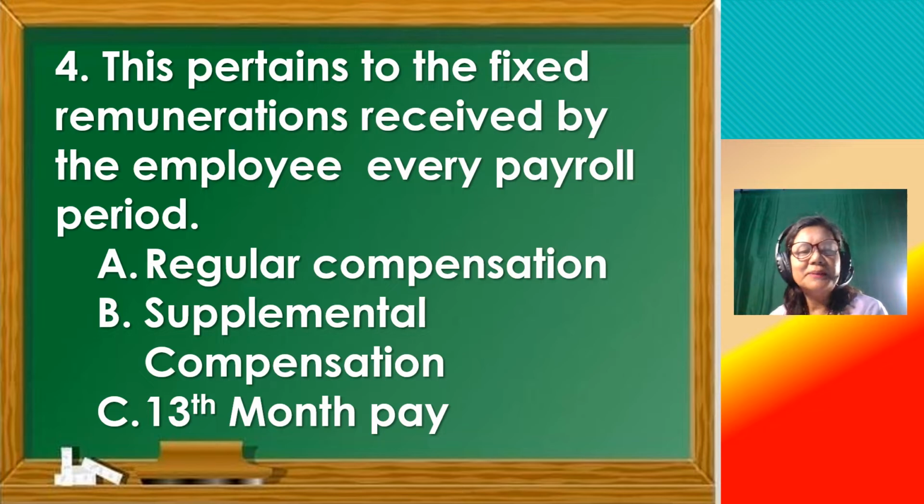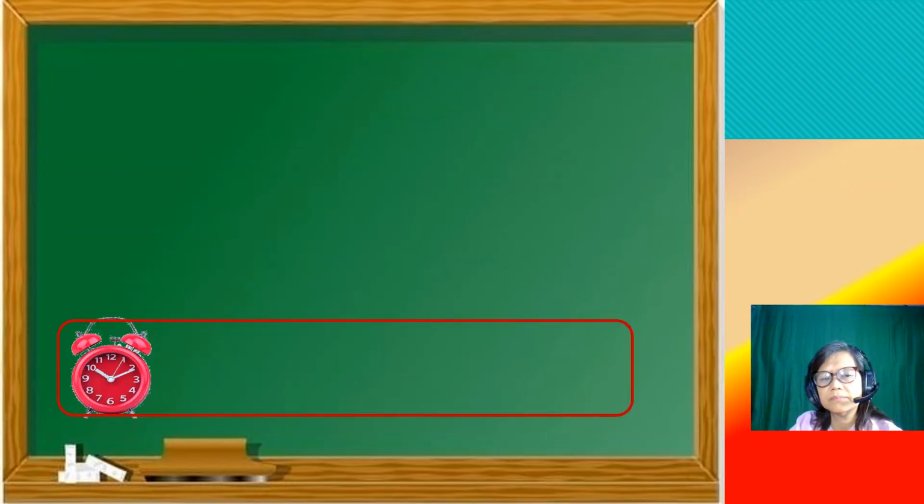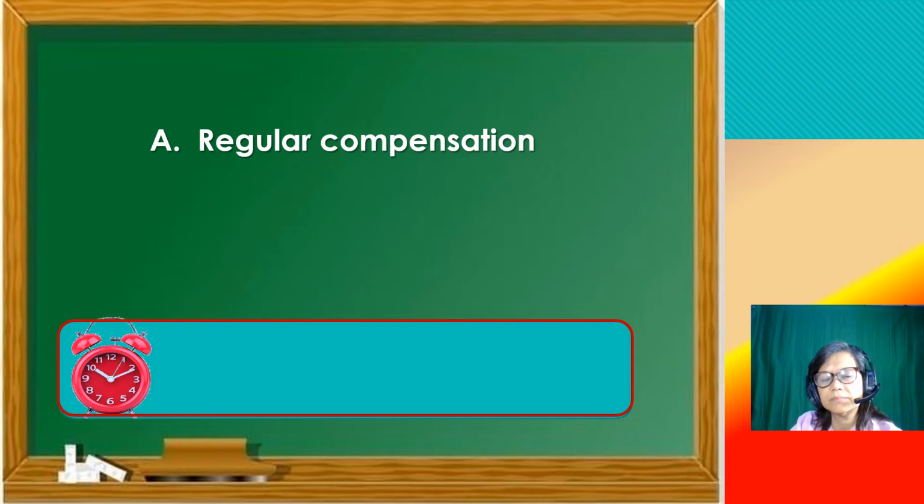Number 4. This pertains to the fixed remunerations received by the employee every payroll period. Is it A, regular compensation? Is it B, supplemental compensation? Or C, 13-month pay? Did you get the same answer as regular compensation? All right, very good. Congratulations.